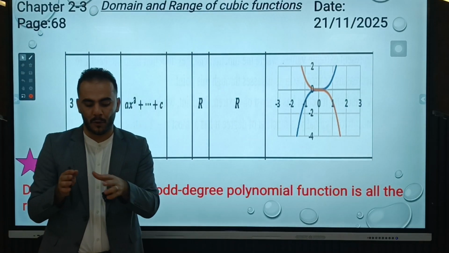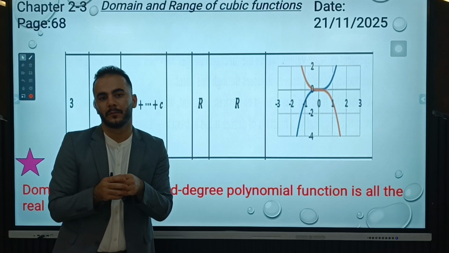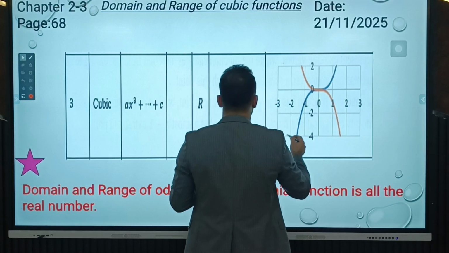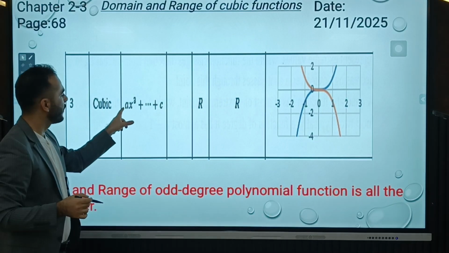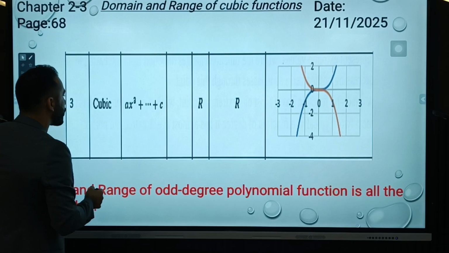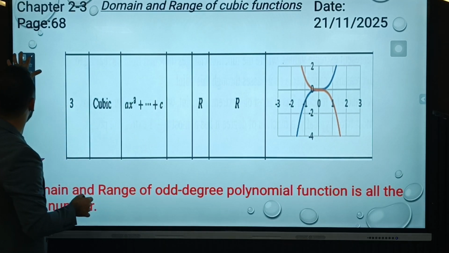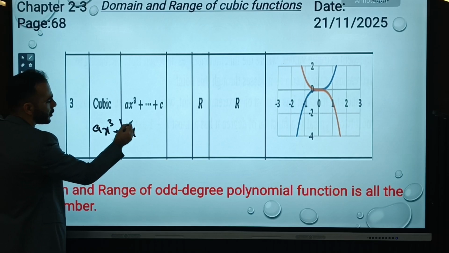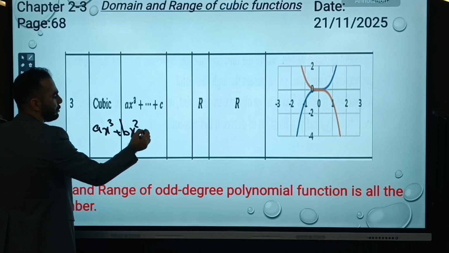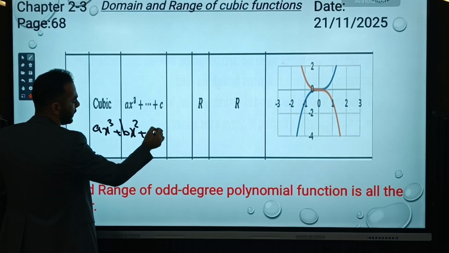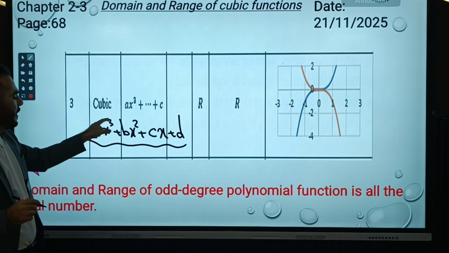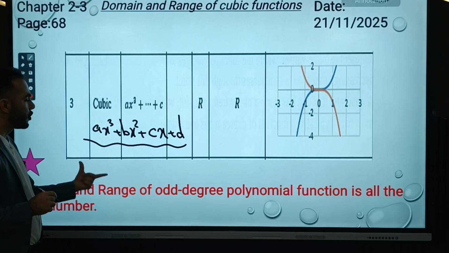Okay? So we are going to have the blue graph when the coefficient of x cubed is positive. By the way, the general form of a cubic function is ax cubed plus bx squared plus cx plus d. Since the degree is 3 and it's odd, domain and range both are going to be all the real numbers. That is the first thing that you need to know about the cubic function.